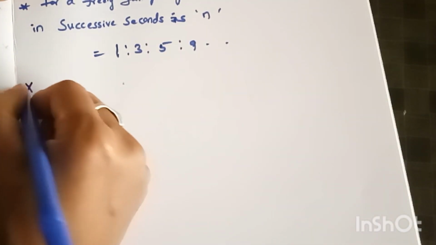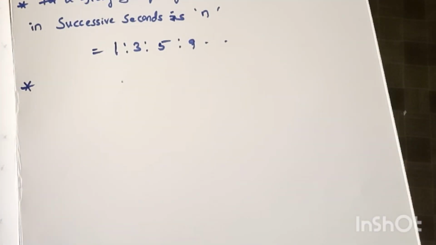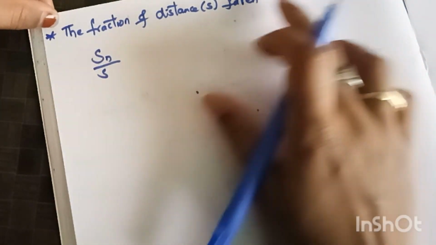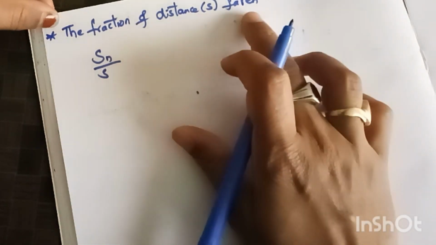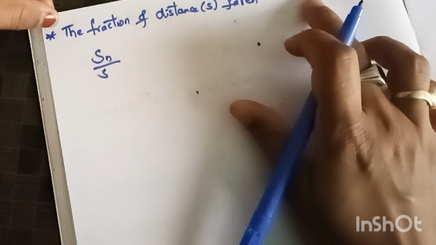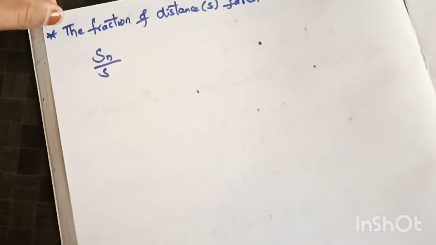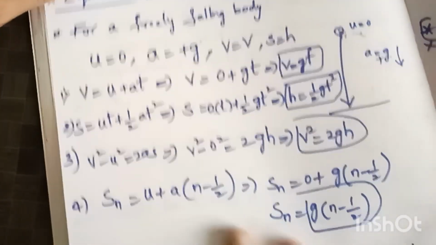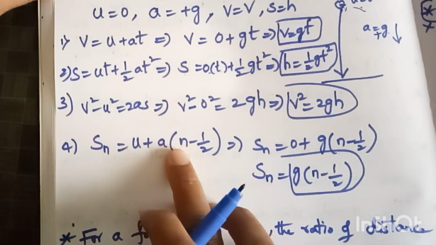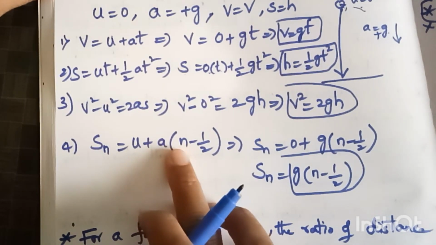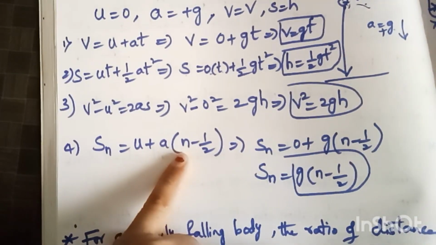One of the important points based on this freely falling body is the fraction of distance fallen in the nth second. For the first second, second, third second, fourth second, up to the nth second, what formula should we use? Sn equals u plus a into (n minus 1 by 2). This formula should be used for the first, third, fourth, fifth second, and so on up to the nth second.